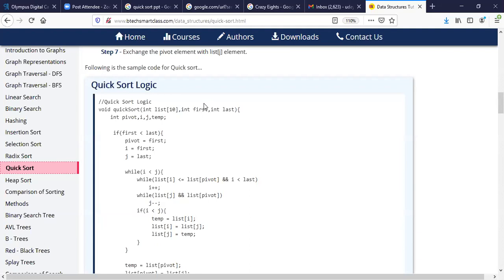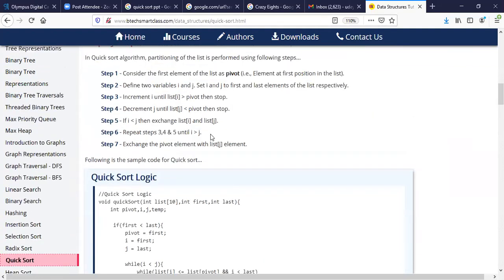As I told earlier, there is a website called btechsmartclass.com. You have to take all the programs from the website and work them out. For laboratory purposes, you will get this kind of programs. Okay?